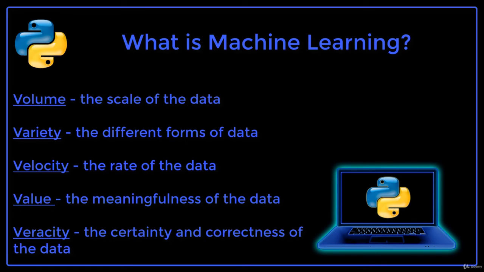There are several properties of data. Volume refers to the scale of the data. Variety refers to the different forms of data. Velocity refers to the rate of data. Value refers to the meaningfulness of the data. And veracity refers to the certainty and correctness of data.